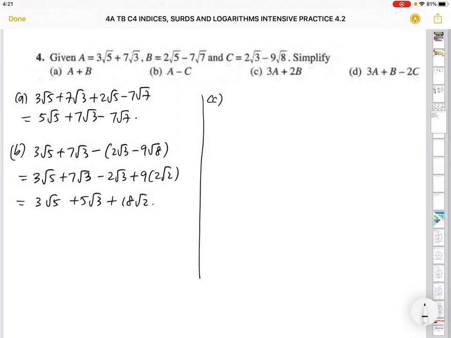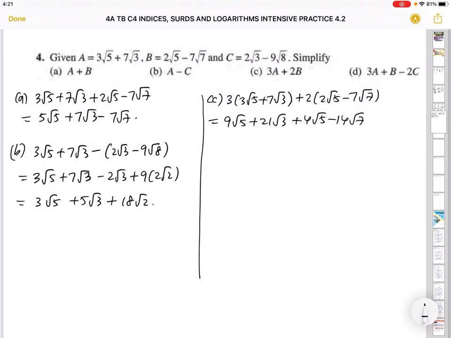Okay, part C, 3A plus B. My A is 3 root 5 plus 7 root 3. B will be 2 root 5 minus 7 root 7. So this is 9 root 5 plus 21 root 3, plus 4 root 5 minus 14 root 7. Alright, so put it together. 9 plus 4 is 13, 13 root 5. This is 21 root 3, 14 root 7. You cannot subtract it because they have different roots, different surds, so we just leave it like this.